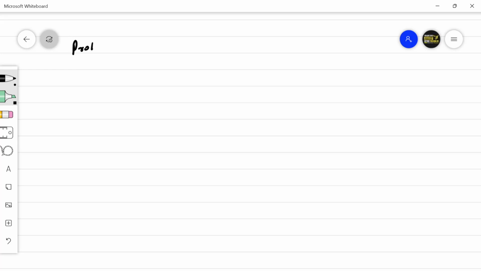So let me take problem number 2.17. This is the fifth edition of the book that I am using, so the problem numbers may vary depending upon which edition you are using. So problem number 2.17, we have here a circuit.